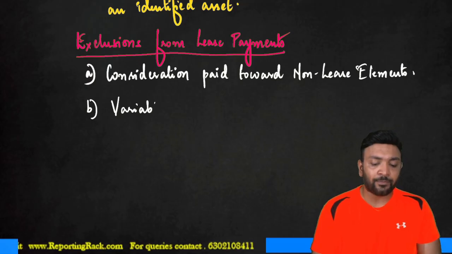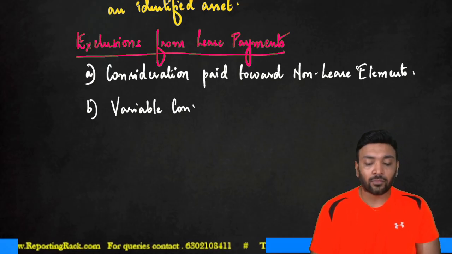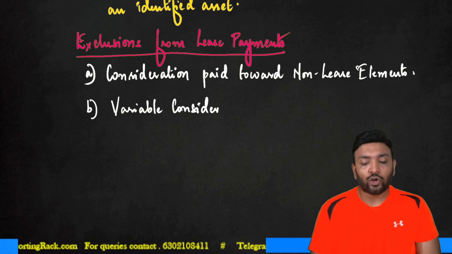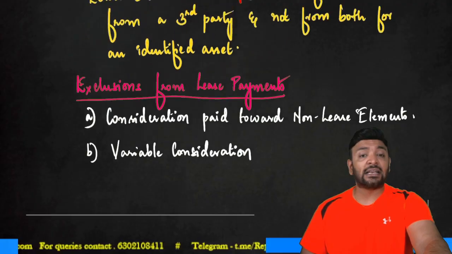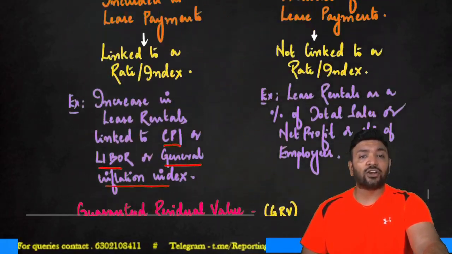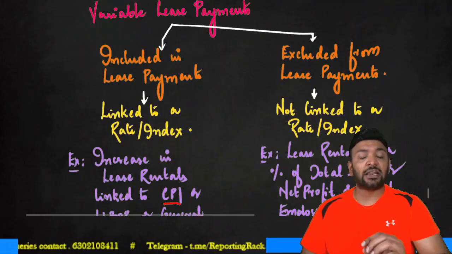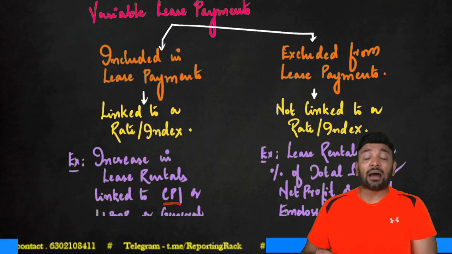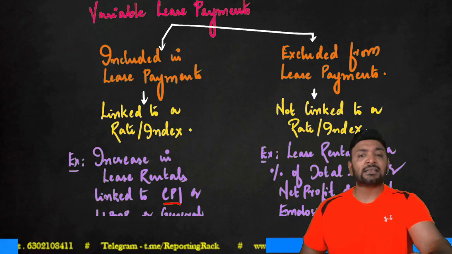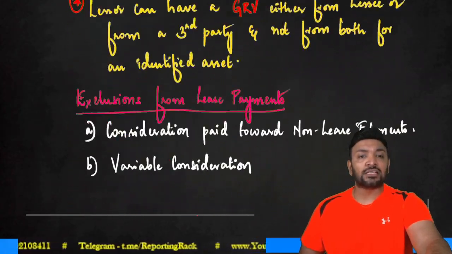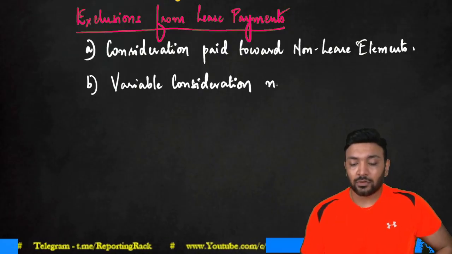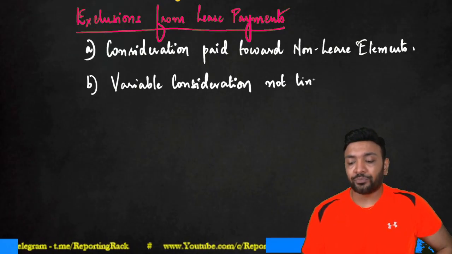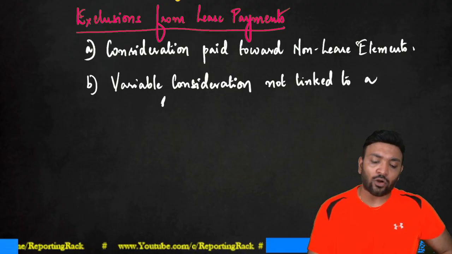Variable consideration. To an extent, we saw that it is included. To an extent, we have seen that it is excluded. Go back to your variable lease payments. What is the variable consideration which is excluded? The one which is not linked to any rate or index is excluded. So this exclusion, I am repeating again. Not linked to a rate or index.